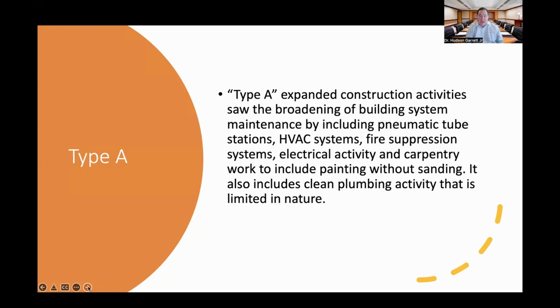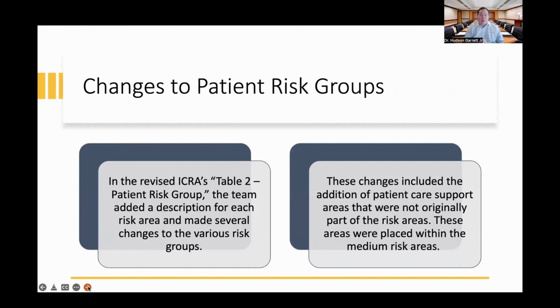So there are different types of construction activities, and we're going to go through the 4 main types here. Type A is going to be your expanded construction activities. And so what we found here was that the change was they broadened that building system maintenance. So they include things like our tube systems or HVAC, our fire suppression, any electrical or carpentry work, as well as painting. And so this was an expanded definition from ICRA 1.0. And we'll actually go through this in the tool here at the end of the program.